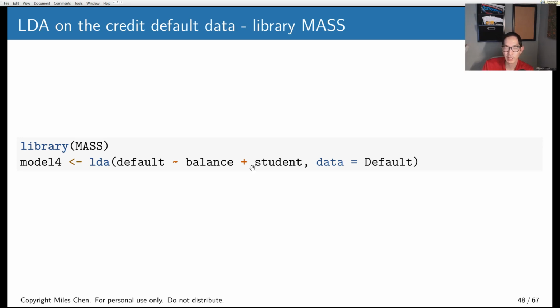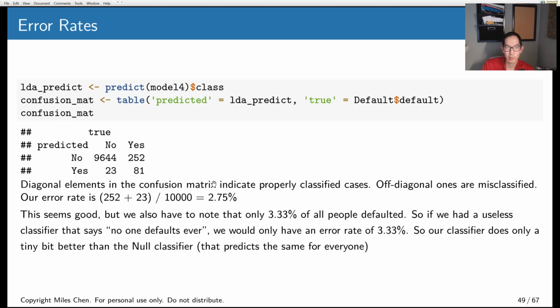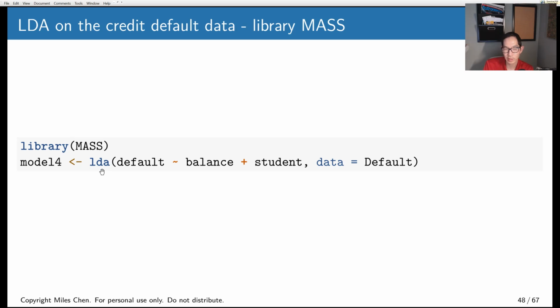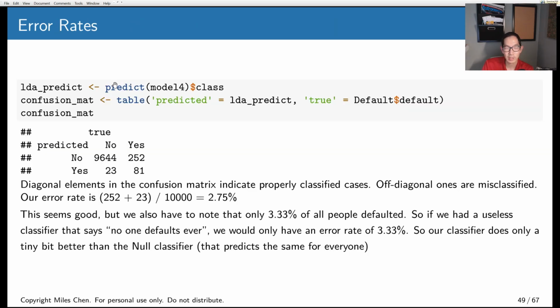And you can call lda, linear discriminant analysis. You're going to say, let's try to classify the outcome variable default based on the balance and student variables. Okay, so again, student is categorical, balance is numeric, and that's going to be our model. And once you do that, that fits it to the data, and then we can say, all right, I want to make predictions based on our data, and then give me what the predictions are.